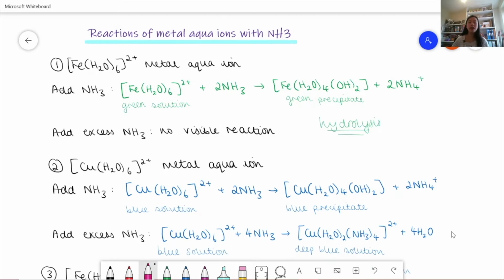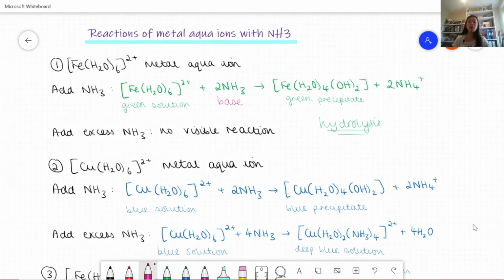And what is happening is basically the ammonia is acting as a base. So it's taking away two of the hydrogens from two of the water ligands. And so this is how we form this green precipitate and two NH4+ ions. And so the process is hydrolysis. And when we add excess ammonia, there's no visible reaction.